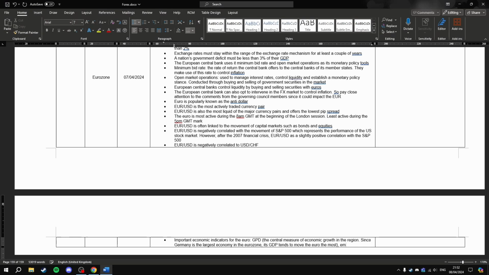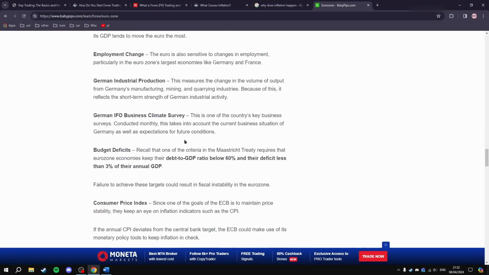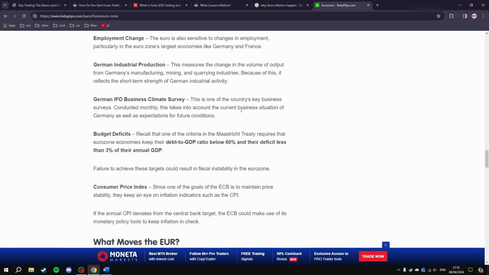Employment change. The euro is also sensitive to changes in employment, particularly in the Eurozone's largest economies like Germany and France.